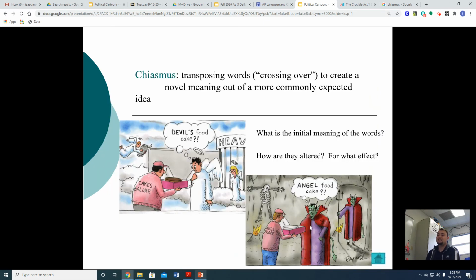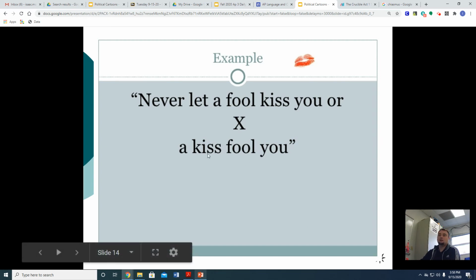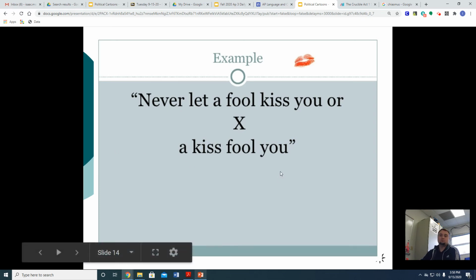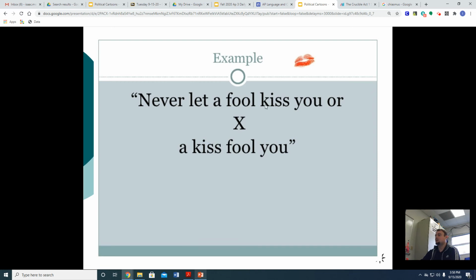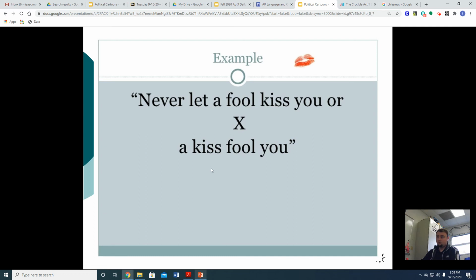Another example of chiasmus, because it's kind of a hard one to really figure out. It's basically just transposing parts from statement A into statement B. So never let a fool kiss you or let a kiss fool you. So you can see kind of that transverse. Fool, kiss, kiss, fool. So it reorders the keywords in the sentence there from the first part to the second part. This is also used in literature as well.